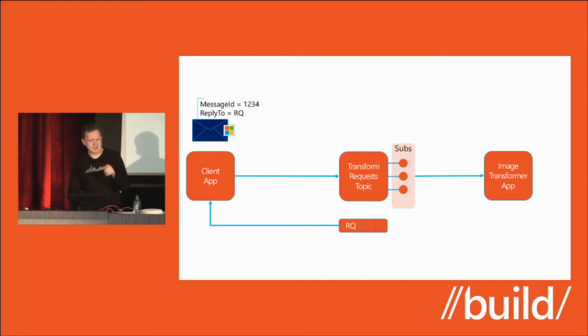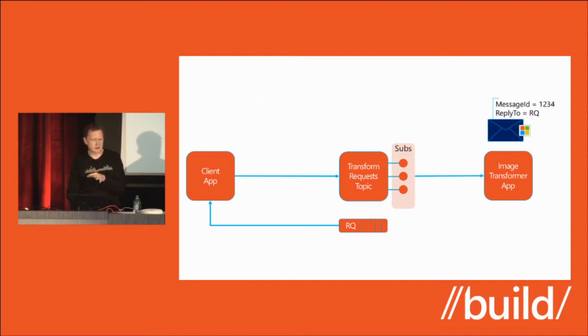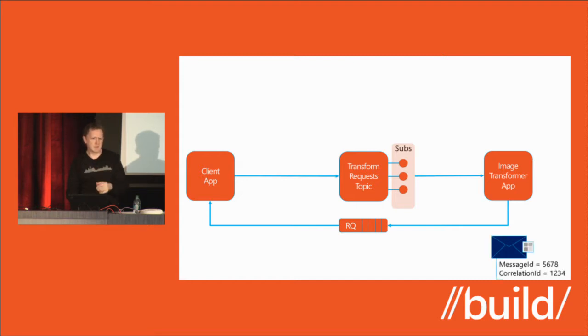So the client sends that message, it goes through the topic to the transformer. The transformer consumes the message. It sees that the reply-to was RQ. It creates a message sender to RQ, and it creates a response message. So that response message has the transformed image and has updated properties.